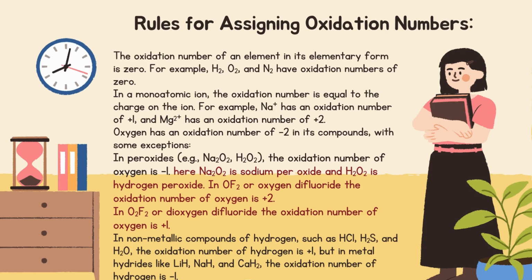In non-metallic compounds of hydrogen, such as HCl, H2S, and H2O, the oxidation number of hydrogen is +1, but in metal hydrides like lithium hydride, sodium hydride, and calcium hydride too, the oxidation number of hydrogen is -1.